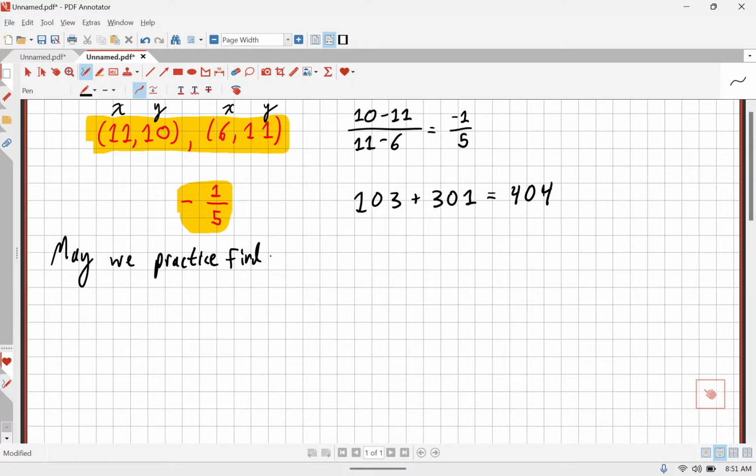Yeah, maybe practice finding the slope. I know that's going to be stuck in your head for the rest of the day. Of a line, which is not too bad, given 2 points it passes through.